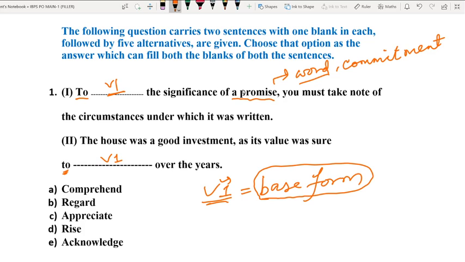So now the sentence talks about the significance of a promise. Significance, dear students, means importance. Significance means importance, right? And let me tell you about another important thing. Whenever you come across banking fill in the blanks questions, or for that matter any other new pattern questions belonging to banking exams, you will come across long sentences having more than one or two clauses and some phrases as well.